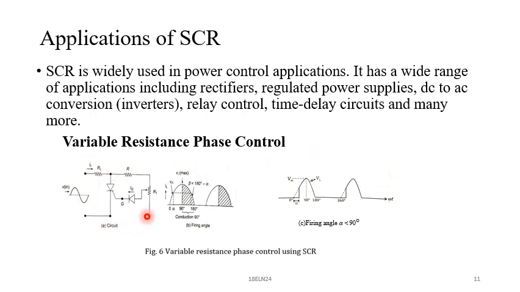So this is a circuit diagram for a variable resistance phase control using SCR, and here it is represented the firing angle and the graph, everything. One is with beta equal to 180 degrees minus alpha, another one is with alpha less than 90 degrees. And here you can observe this circuit diagram. Here I have used one resistance RL and I used SCR. This circuit looks like a rectifier circuit, a simple half-wave rectifier, but here I connected an SCR instead of a diode.